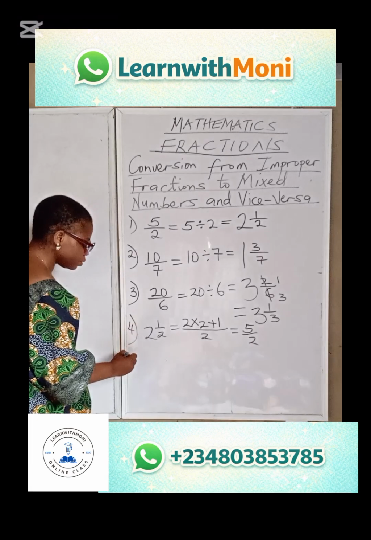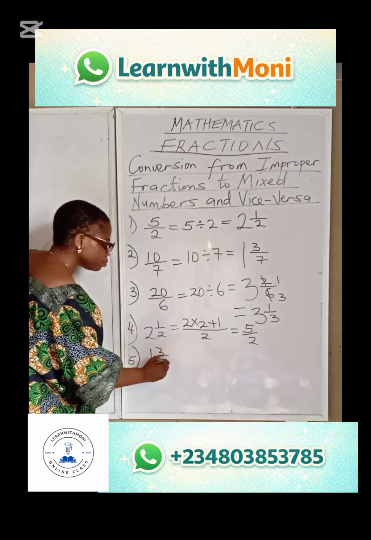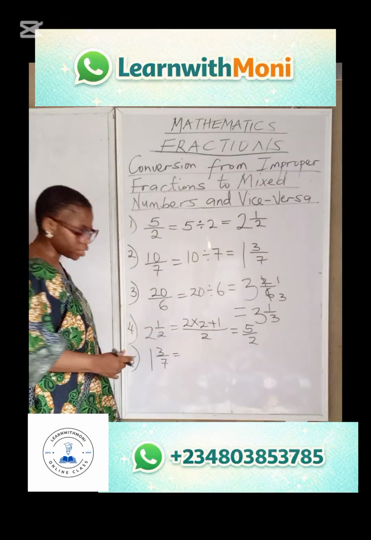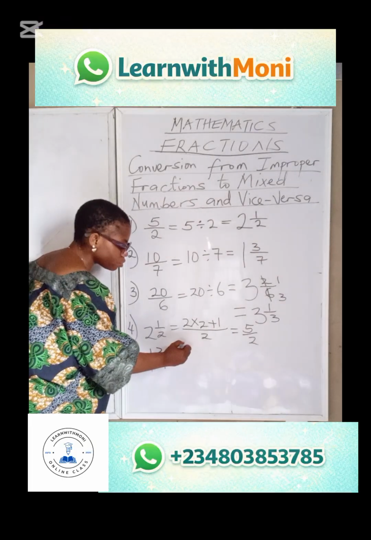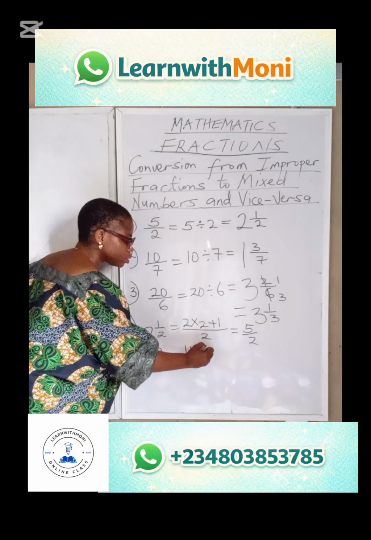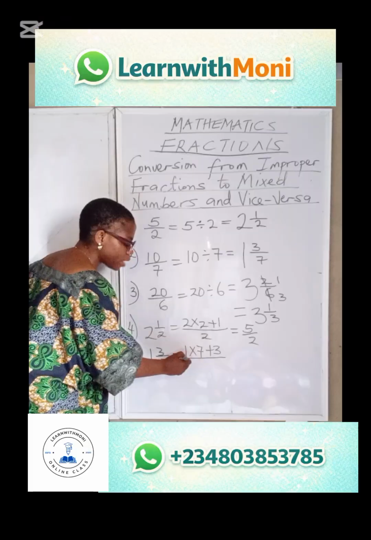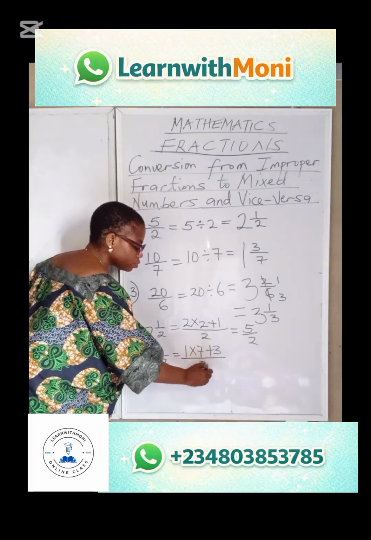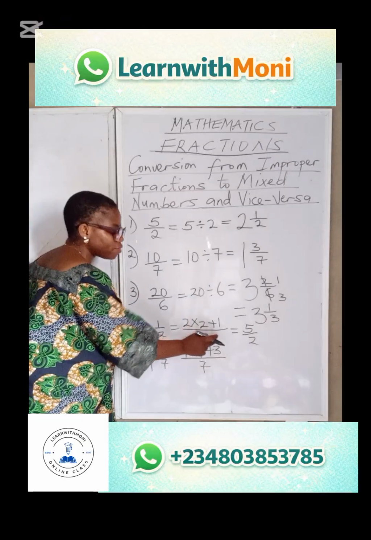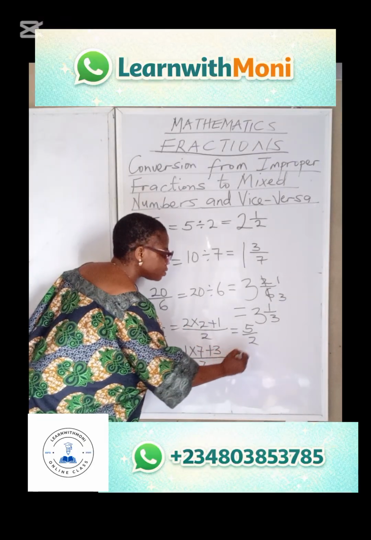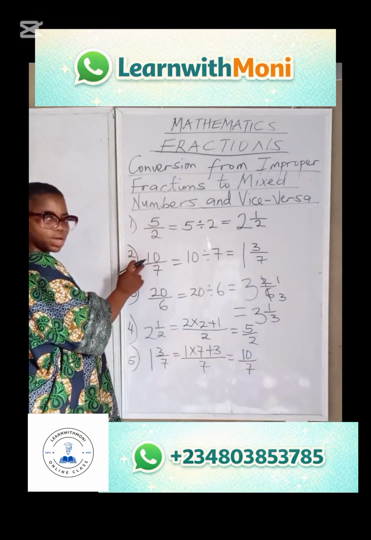Let's say the second case, where we have 1 whole 3 over 7. To do the conversion here, is going to be the whole number times the denominator, 1 times 7, plus the numerator, which is 3, divided by the denominator, 7. 1 times 7 is 7. 7 plus 3 is 10. That is 10 over 7. Taking us back to where we started from.